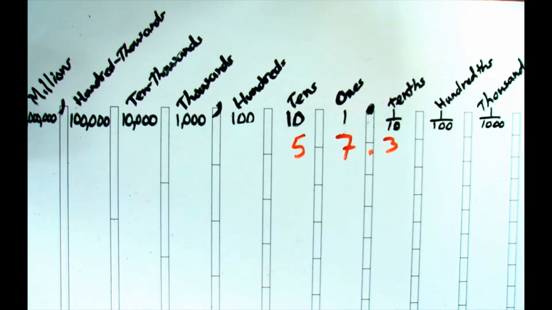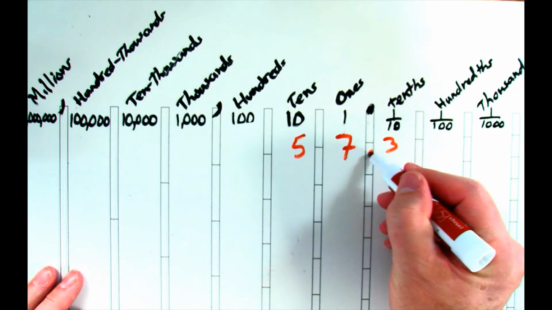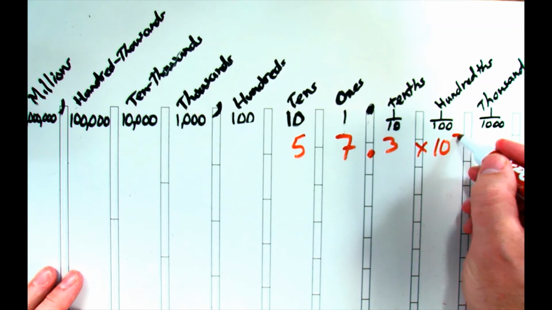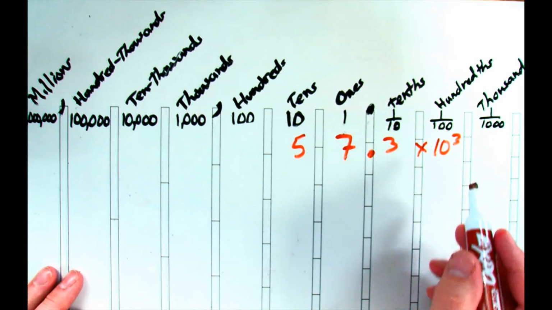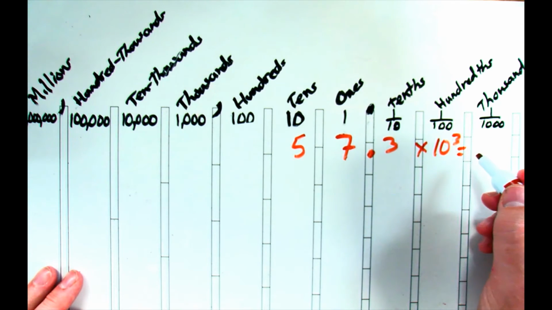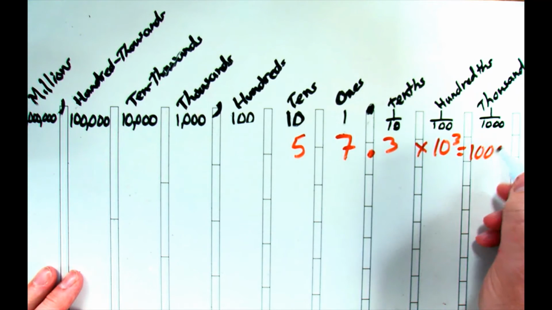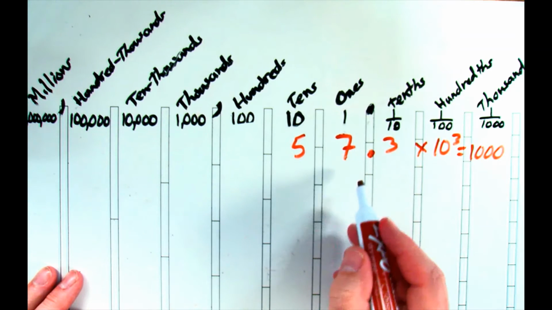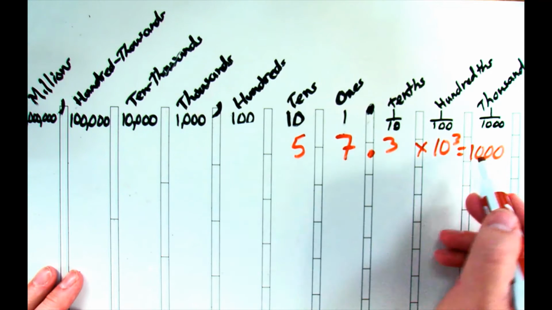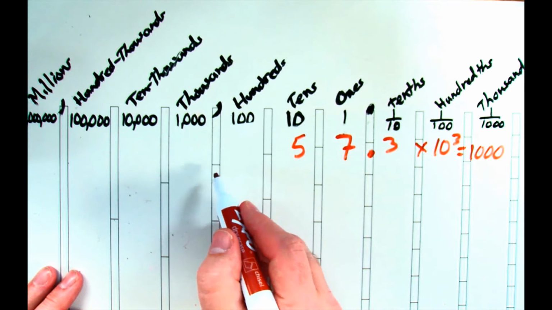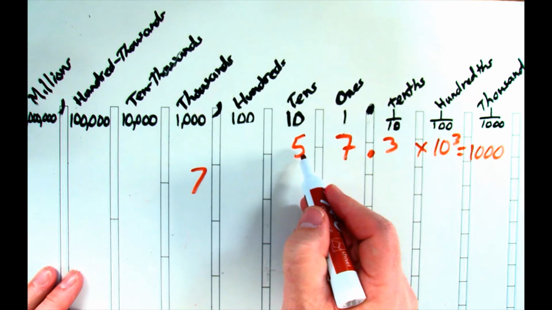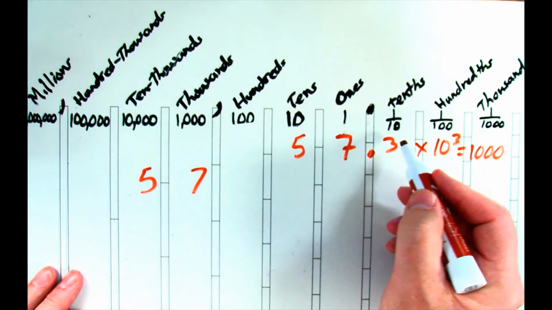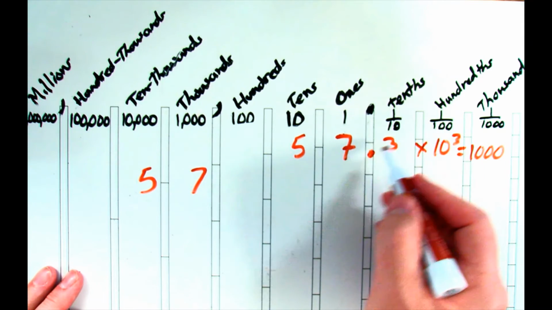Okay, we're going to take 57 and 3/10 and multiply that by 10 to the third power. To do that, we're basically doing the same thing as 10 with 3 zeros, so 1,000. So we're multiplying it by 1,000. What is 7 times 1,000? It would be 7,000. What's 50 times 1,000? It would be 50,000. And 3/10 times 1,000 would be 300.